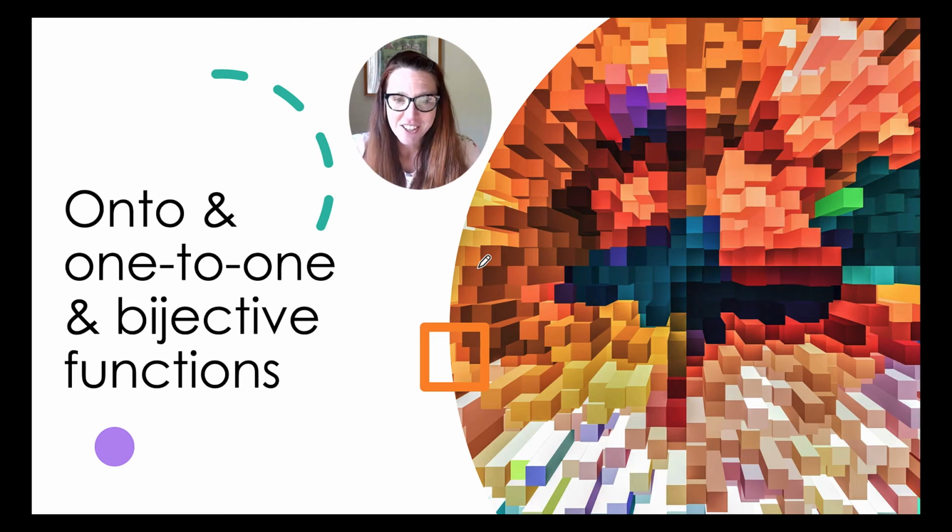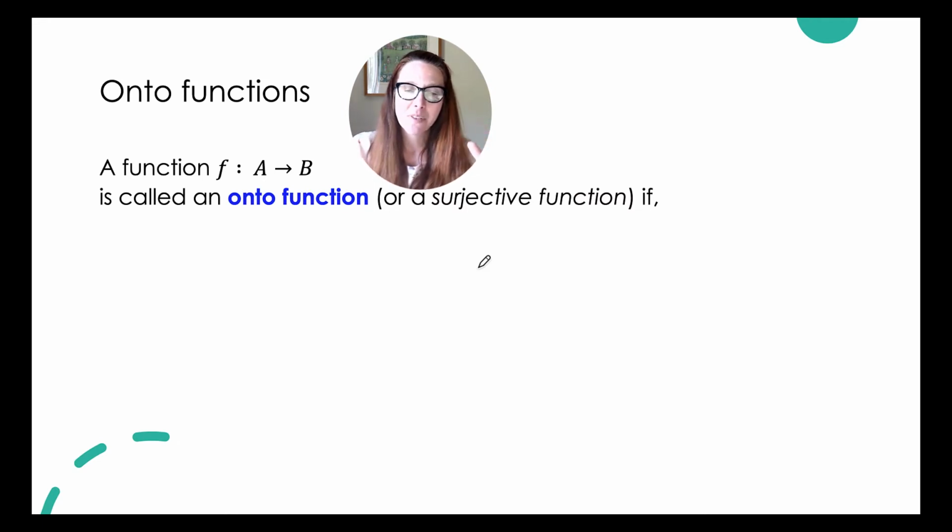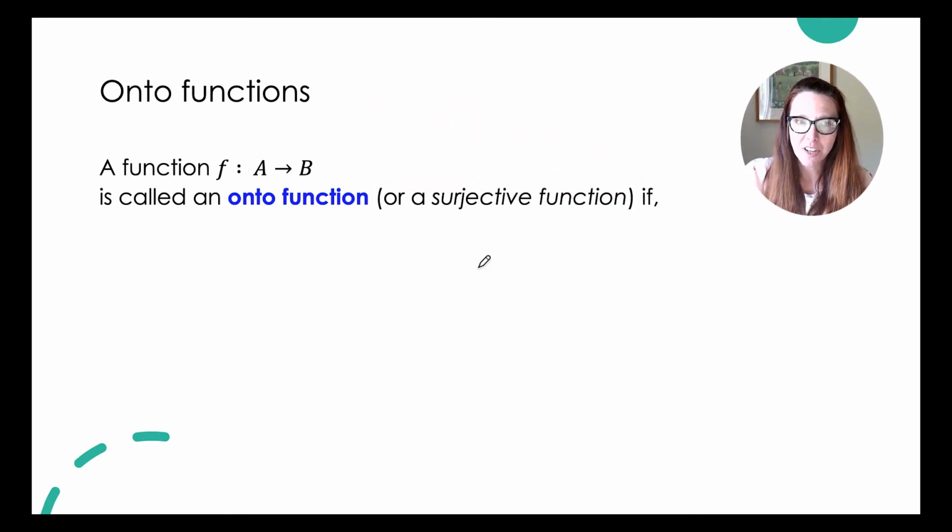Our final definitions when it comes to functions include the words onto, one-to-one, and bijective. So let's take a look at what it means to be an onto function, a one-to-one function, or a bijective function.